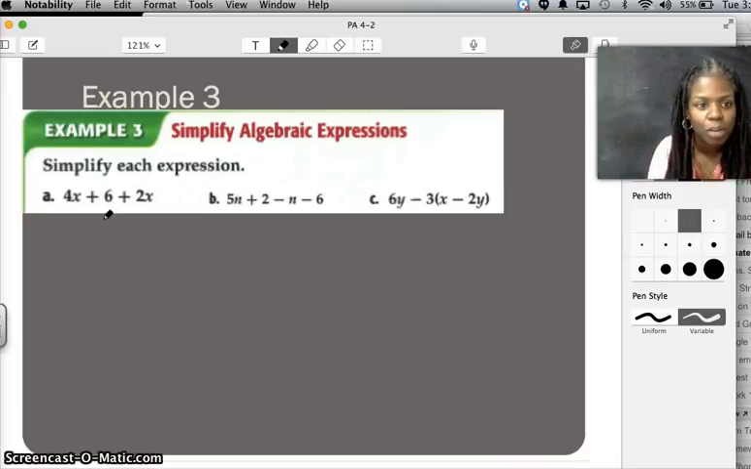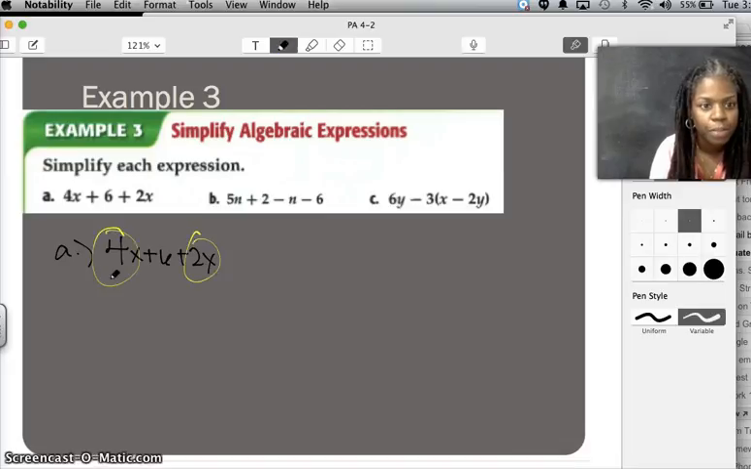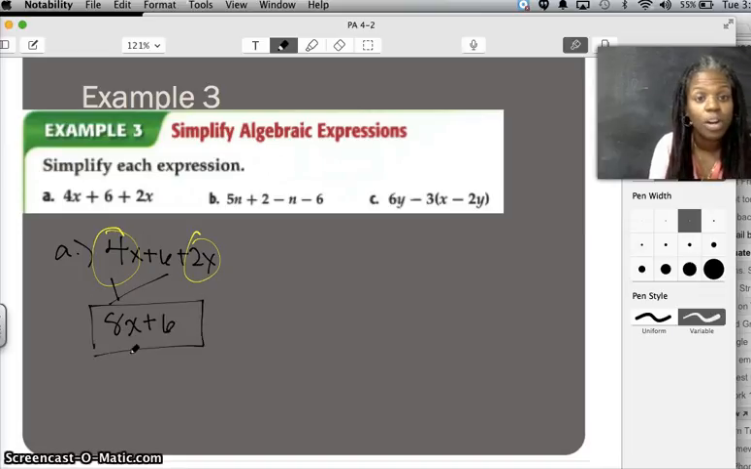So I'm going to get started with this first one, part A. I'm looking at 4x plus 6 plus 2x. I see that I have like terms in 4x and 2x. So I'm going to bring those together to give me 8x plus 6. Now that there are no like terms anymore, I know that I'm done. I've simplified as best I could. Let's move on to the next one.